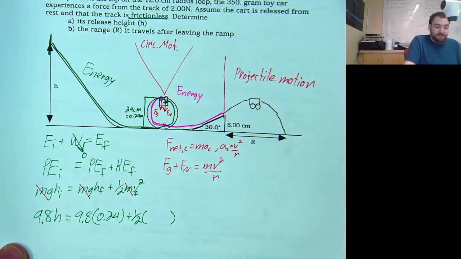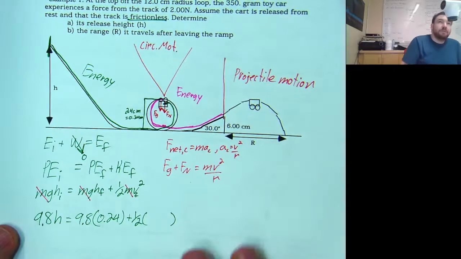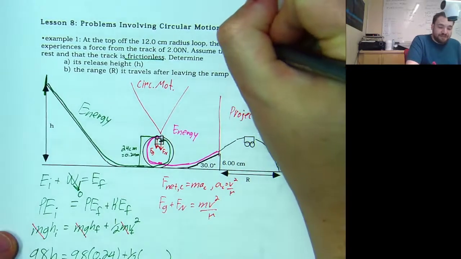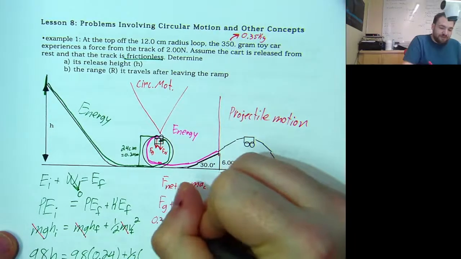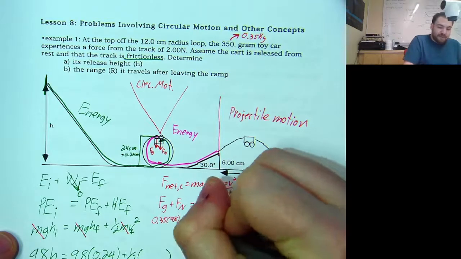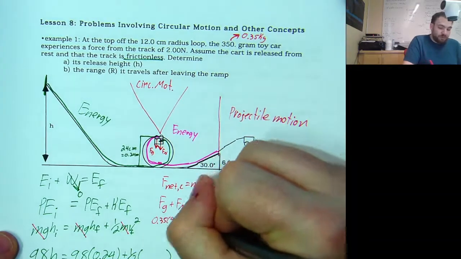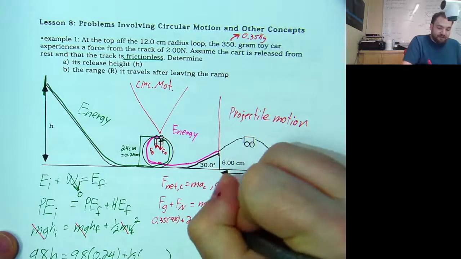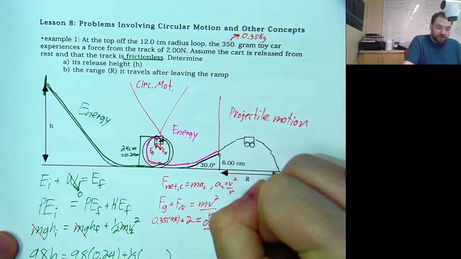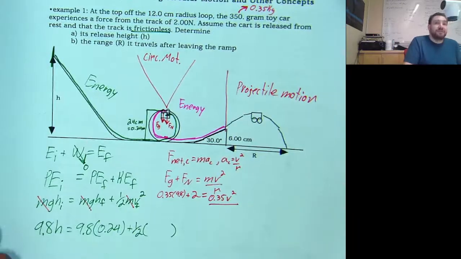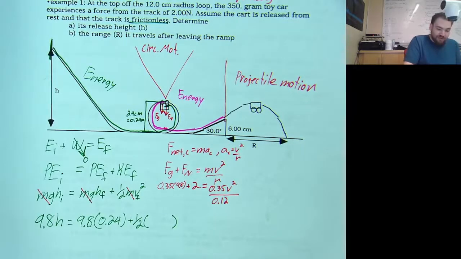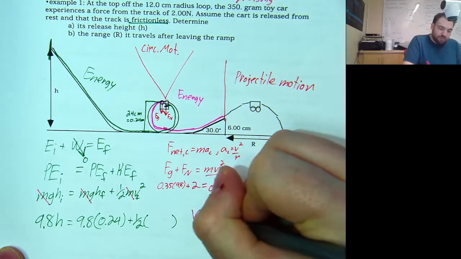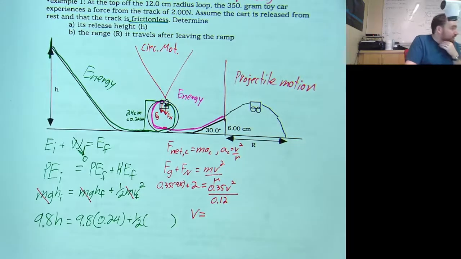And we can fill this thing in. The car weighs 350 grams. 350 grams is 0.35 kilos. It's going to be 0.35 times 9.8. Fn we're told is 2. That's going to equal 0.35 v squared over the radius of the loop, which is 12 centimeters, which is 0.12 meters. So, how fast is that car going around that loop?